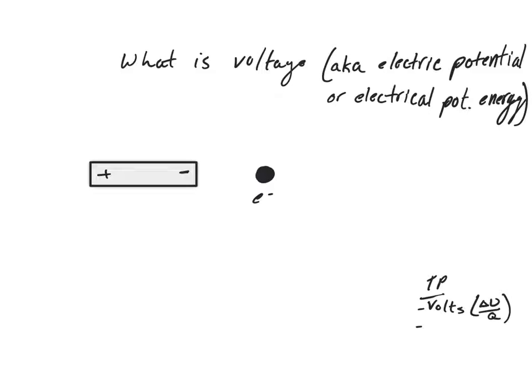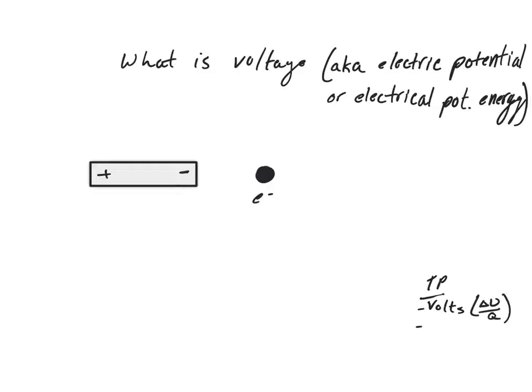Let's begin by discussing voltage. It's oftentimes also referred to as electrical potential, electrical potential energy, or electromotive force, EMF. All of those terms have slight variations, but for the most part refer to the same thing. They all refer to the fact that there is a difference in potential energy acting on a charge at a distance.